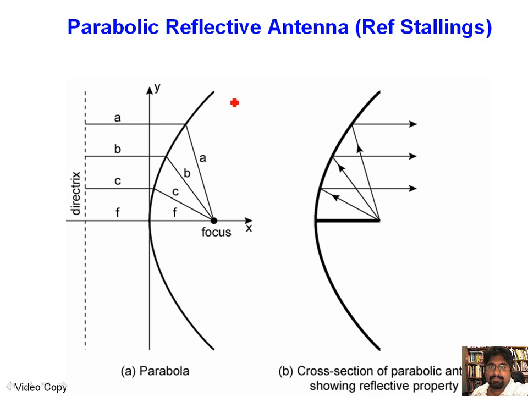So parabolic antennas have a very good property. Does anybody know what is the property of a parabolic antenna that has made it quite useful? Sorry, focus, yeah, and more about it. So what does it mean? Directional. It's directional, yes. Parabolic antennas are very directional.